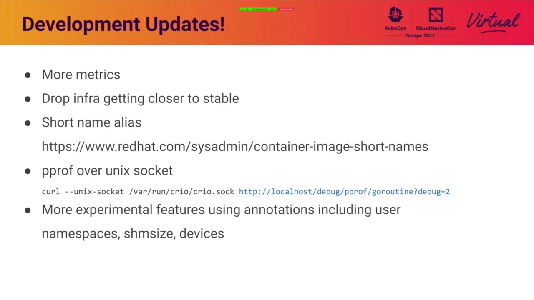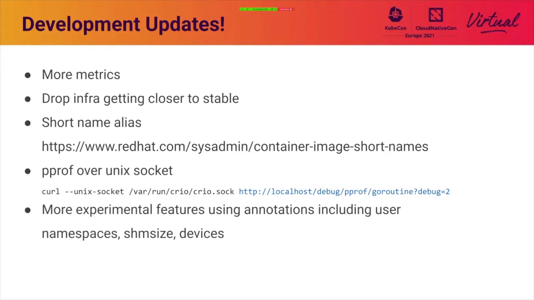Podman added a feature called short name aliases that we have now integrated into CRI-O as well. This feature allows you to create aliases for your preferred images and prevents registry image squatters from running malicious images on your cluster. You can configure aliases for your critical images to better protect your cluster. You can read more about this feature from the article linked in the slides.